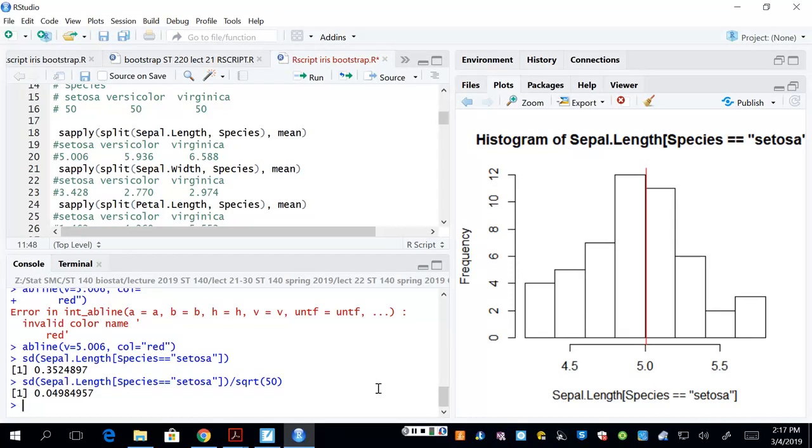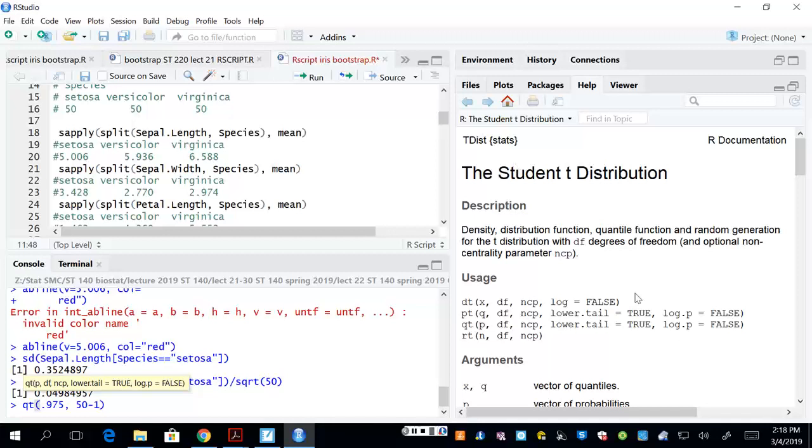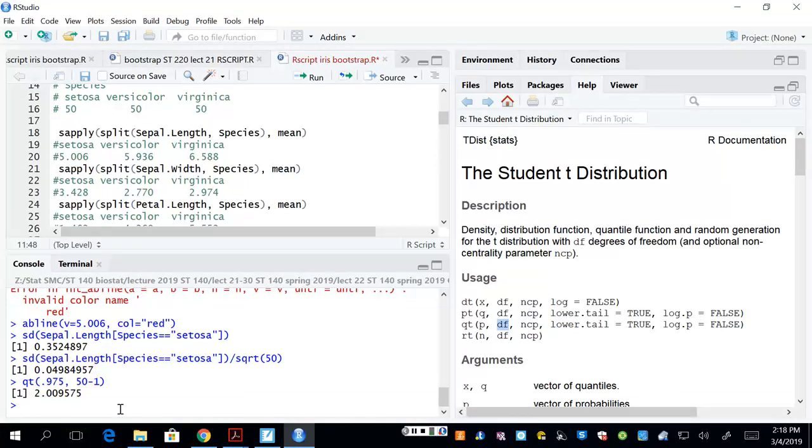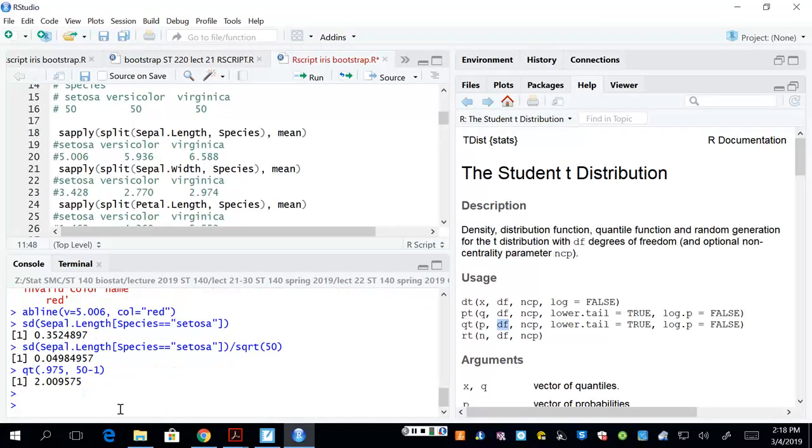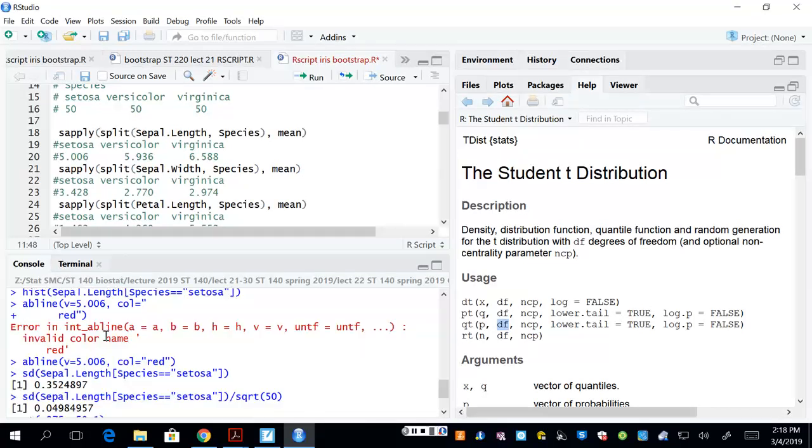The t-value, we need the 0.975 cutoff for that. There's a t distribution, and again, this qt. You put the percentile you want in there, like the 0.975, and the degrees of freedom in there. And so we had 50 observations, so that value is just about a little over 2. If we want to do a confidence interval for the average sepal length in this species, right, it's going to be the mean.